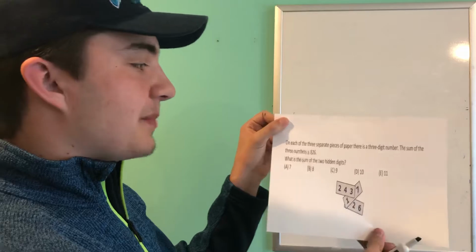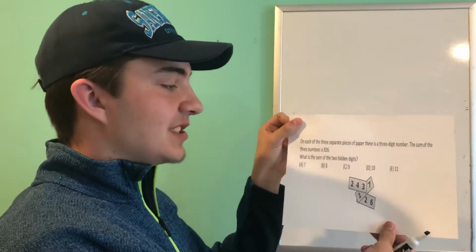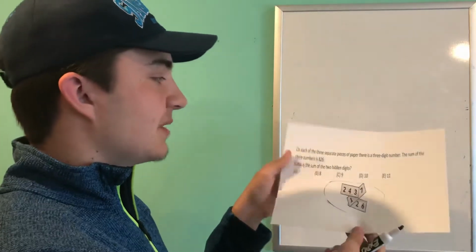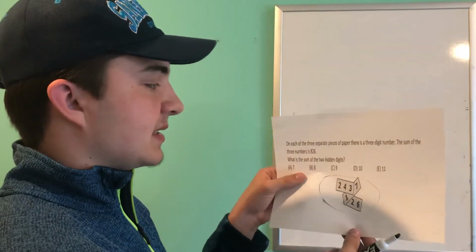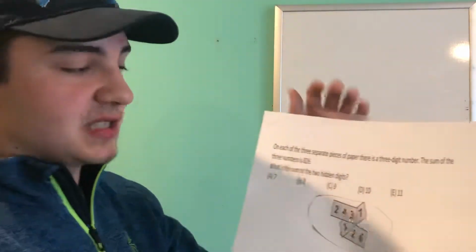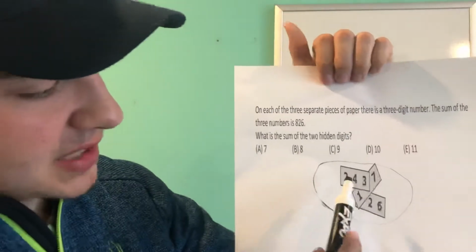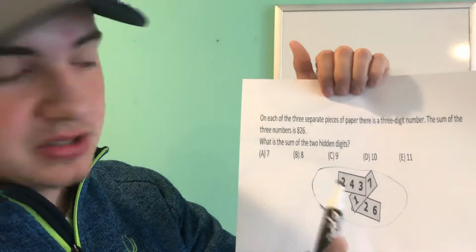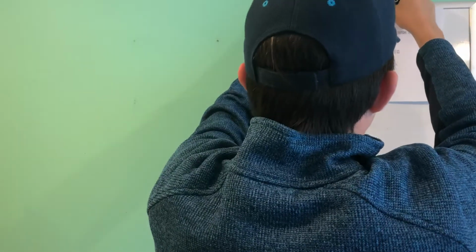On each of the 3 separate pieces of paper, there's a 3-digit number. So we're looking at this picture right here. The sum of the 3 numbers is 826. What is the sum of the 2 hidden digits? So if you look at the problem itself, it's 243, 1 blank 7, and blank 26. So the reason those spots are blank is because we can't see them. It's because the cards are hiding them.